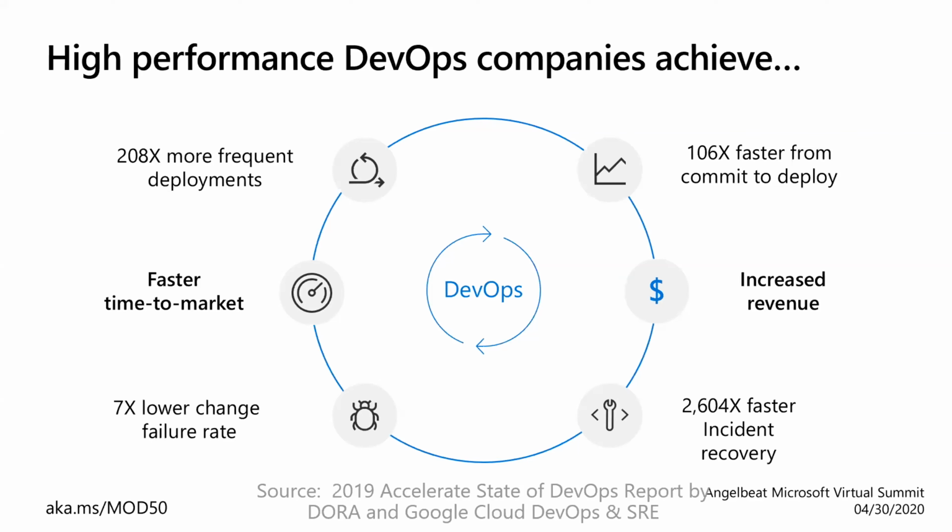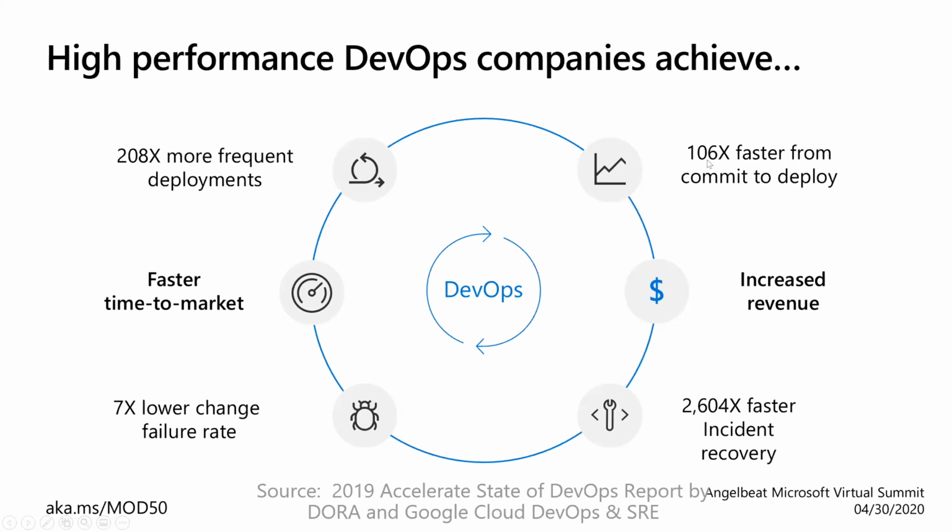And just highlighting a few things in this report, they have 208 times more frequent deployments if you're a high performance DevOps team. And that probably scares the heck out of a lot of people. How do you actually handle 208 times more deployments? So many more opportunities for things to go wrong. But if you notice down here on the left, they also have a 7 times lower change failure rate. And if something does go wrong, they have 2,604 times faster incident recovery, which is nice.